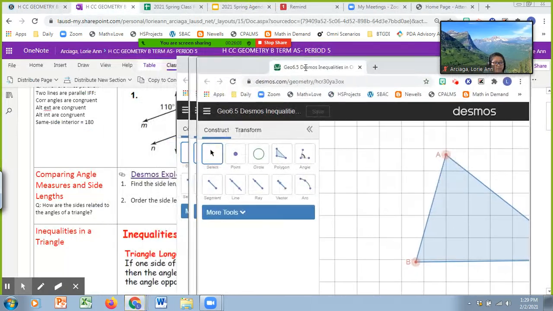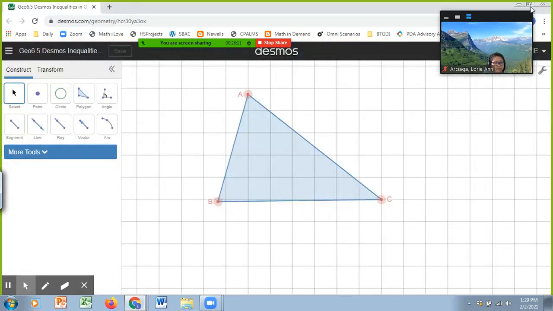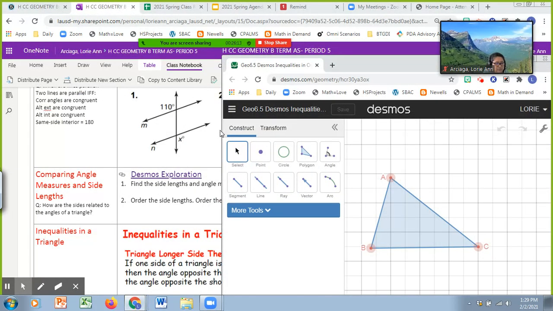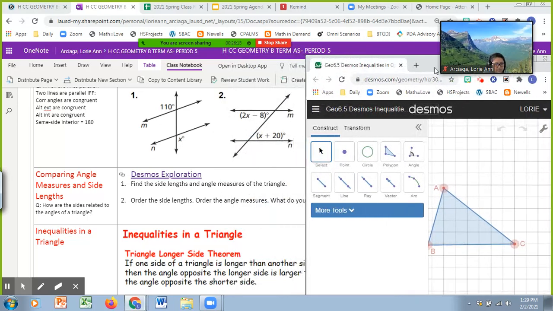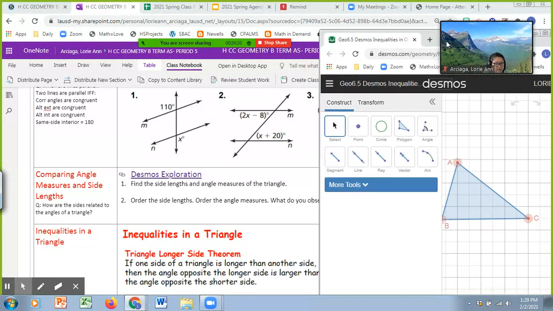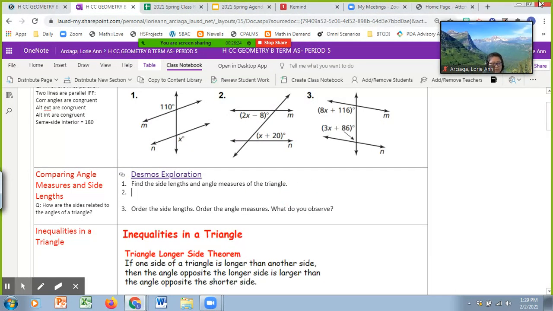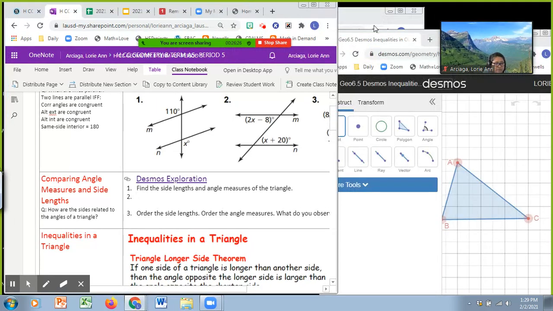So maybe I should open this in the new thing. Okay, I think that's fine. Okay, so find the side length and angle measures of the triangle. So you're gonna list them down. How do I make them side by side again?